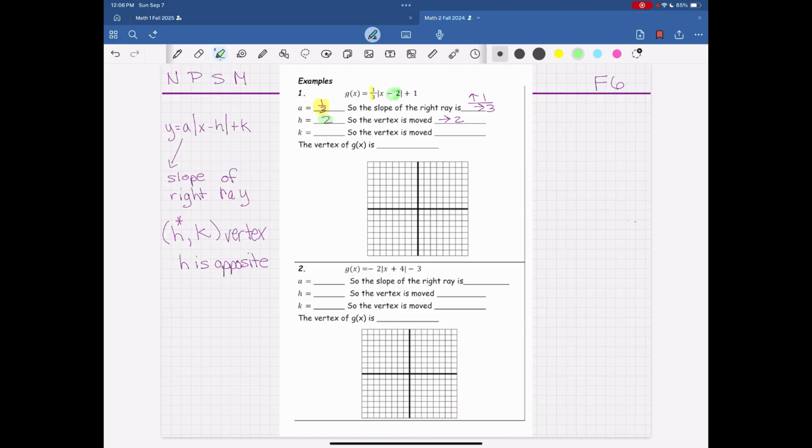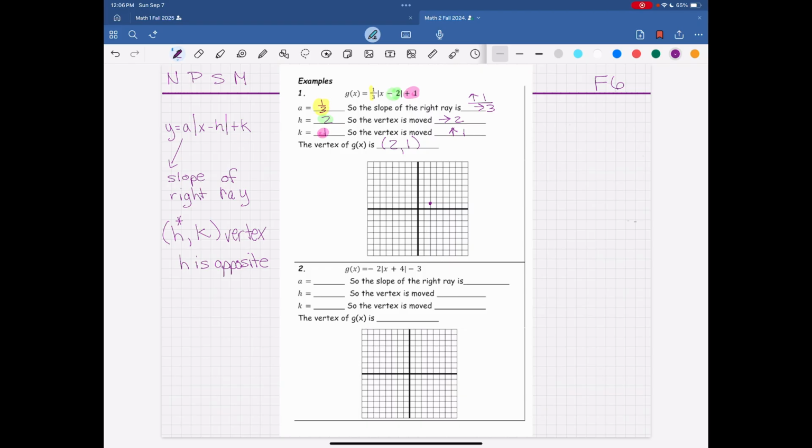Last but not least, we're dealing with what I think of as the easiest one because it's super straightforward. Plus 1. K is going to be 1. And again, super straightforward for K because plus 1, you're going to move it up 1. So the vertex is HK, 2, 1. So you're going to go to the origin. You're going to go right 2 and up 1. And that is your vertex.